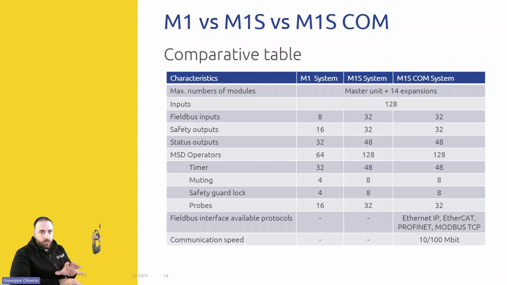With the main unit, you have 4 different Ethernet-based fieldbus. So every time you have an application with a different PLC, you can choose the M1S COM, and with that you can manage the safety function plus the data exchange with a PLC. This is the comparative table between the main units.